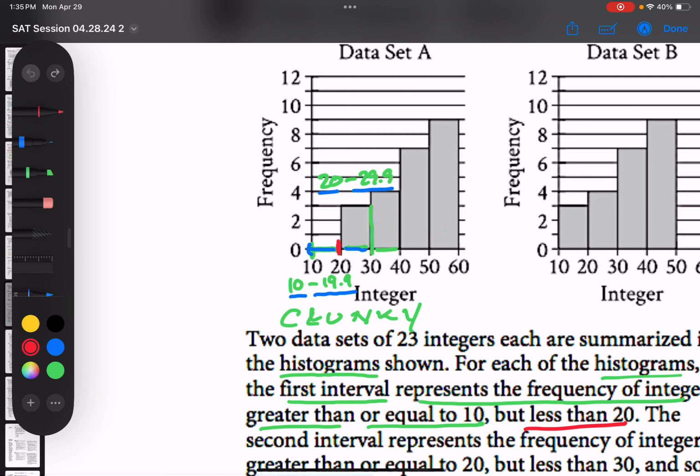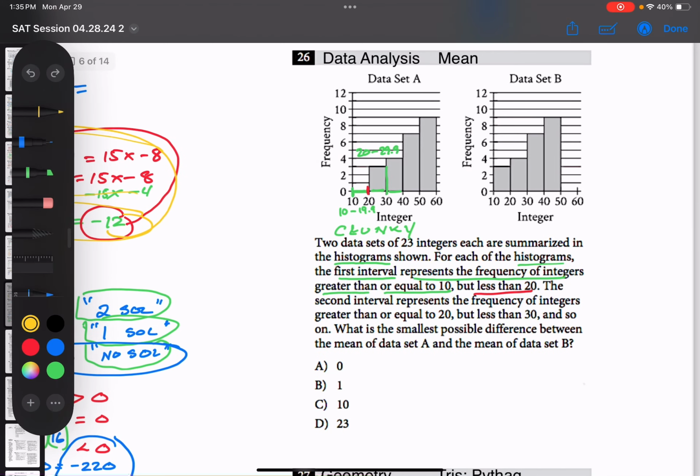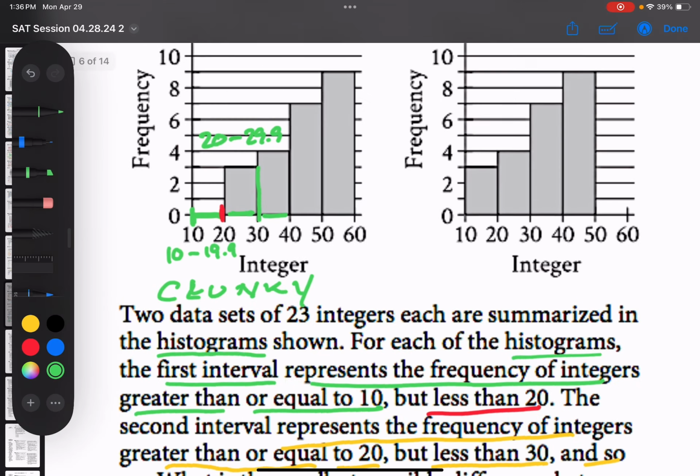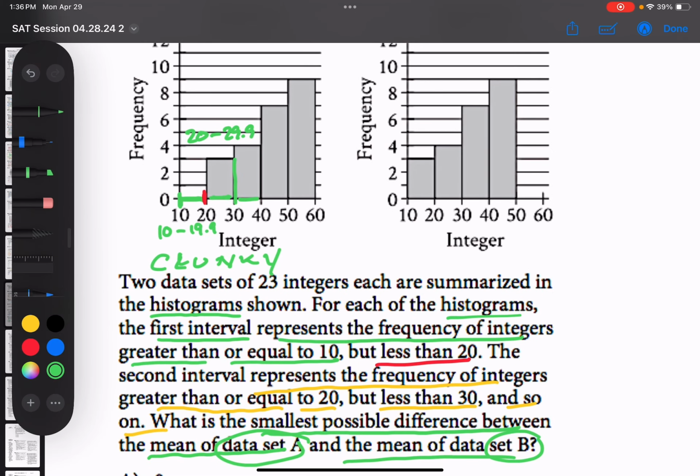So let me clear some of this out so it's less messy. Stupid question. Okay. Now we go into the rest of the question since we understand what the two data sets are showing us as far as intervals. The second interval represents a frequency of integers greater than or equal to 20 but less than 30, and so on, just like what we had talked about upstairs. Now the stupid question. What is the smallest possible difference between the mean of data set A and the mean of data set B? What is the smallest difference between the averages? All right, bear with me. We're going to do this.